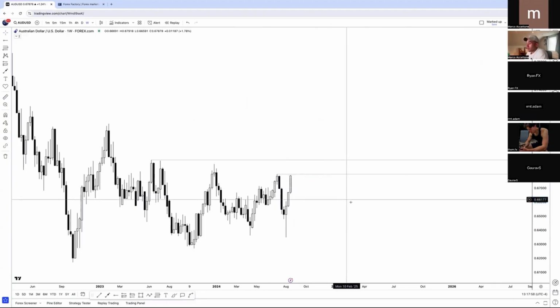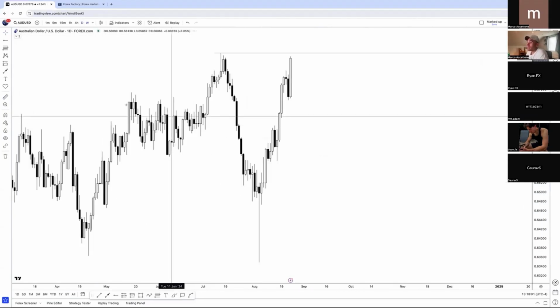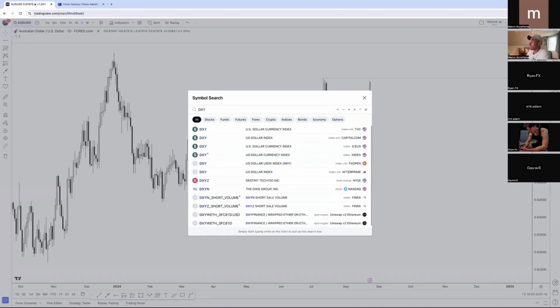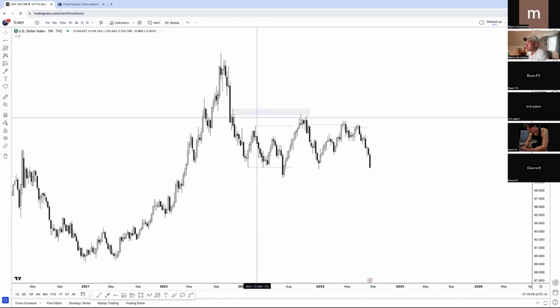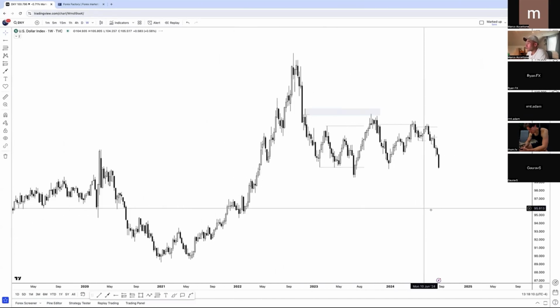So yeah, very, very bullish. I'm assuming the Dixie, if I can just look quickly, is falling off a cliff. I remember I sent this chart in my group a while ago. Yeah, wow, look at this, guys.